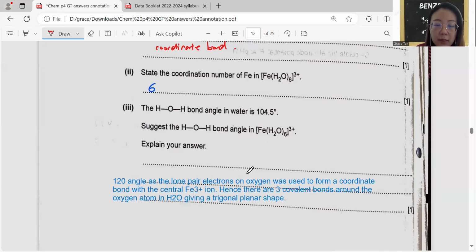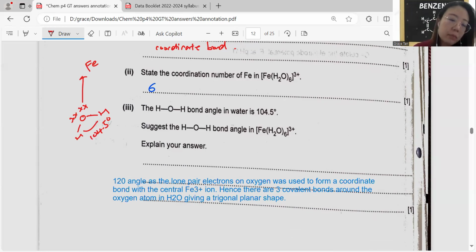Now, the H2O bond angle in water is 104.5. If you can still recall, H2O has 2 lone pairs and 2 bond pairs, giving 104.5. Lone pair repulsion is greater than lone pair-bond pair repulsion, which is greater than bond pair-bond pair repulsion. But when you use one of the lone pairs to form a bond directly to your Fe ion, how many bond pairs do you have now? 3. You have 1 bond pair here, 1 here and 1 here. So you have 3 bond pairs and 1 lone pair.